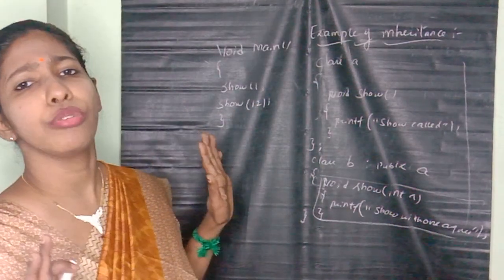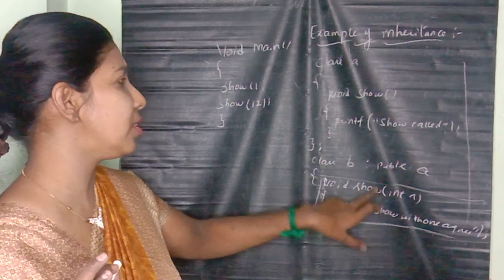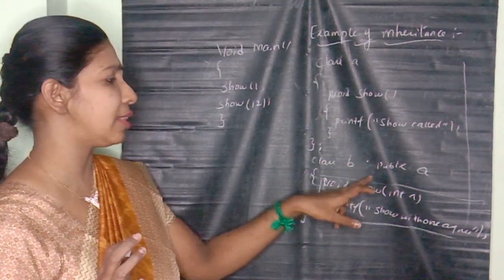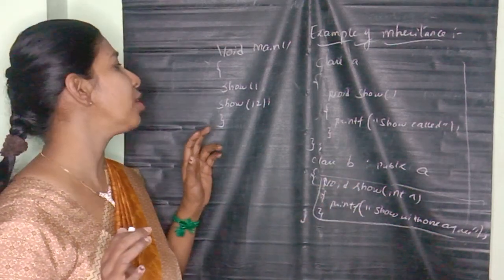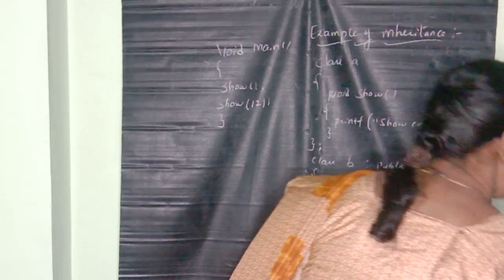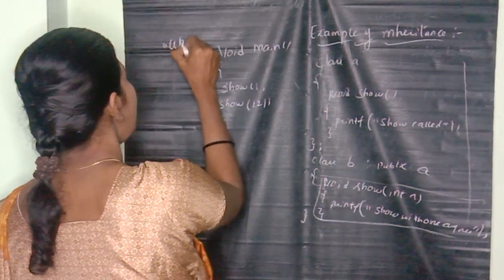What happened now? Make a note of it. There is one function in the base class and another function with the same name within the derived class. Now, which function will be called? You are giving the function with two arguments. What is the output of this one?